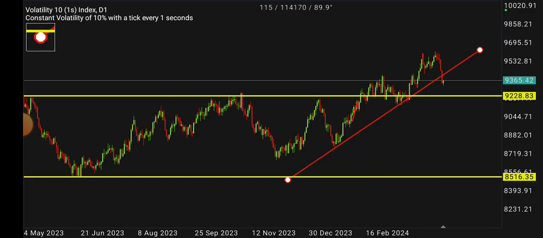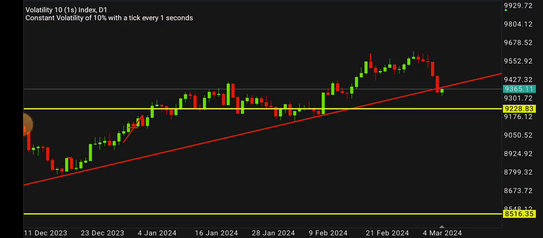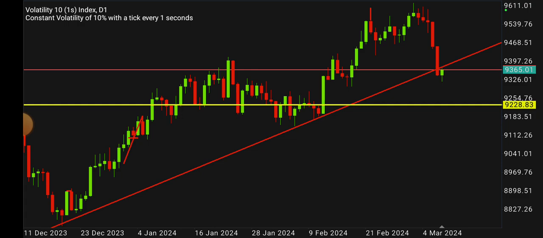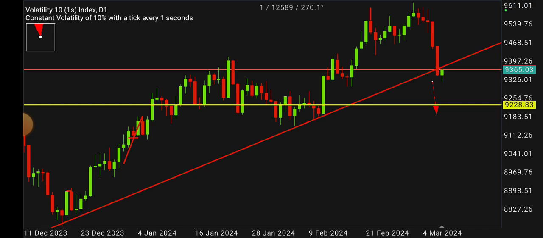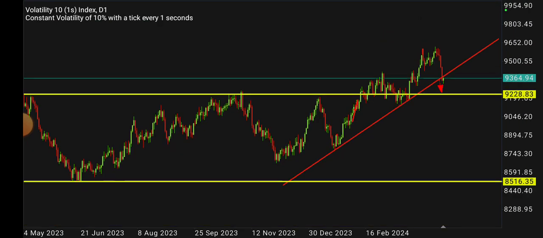Price has even broken this level. Yeah, price has broken this level. This is a very strong trend line on the daily time frame. All right, it appears that it has broken this trend line. So this market can still be selling up to this level, where you see this green arrow, because it has broken the very strong trend line.